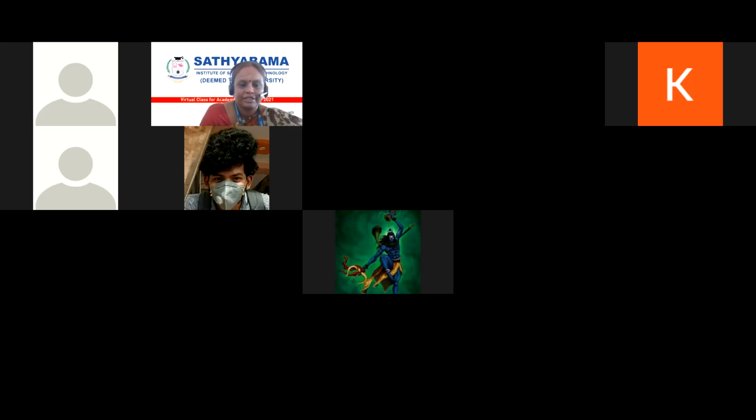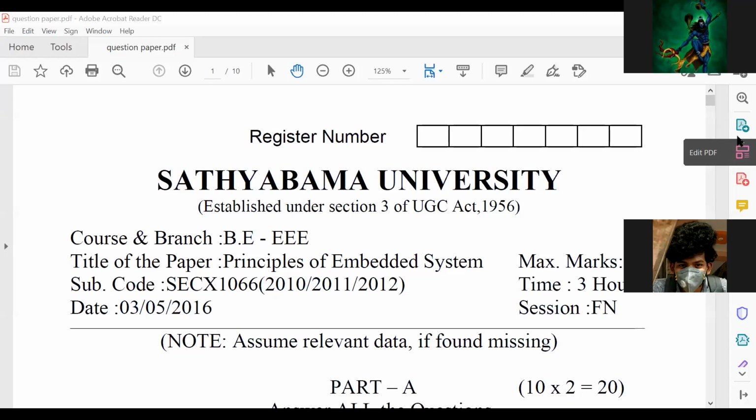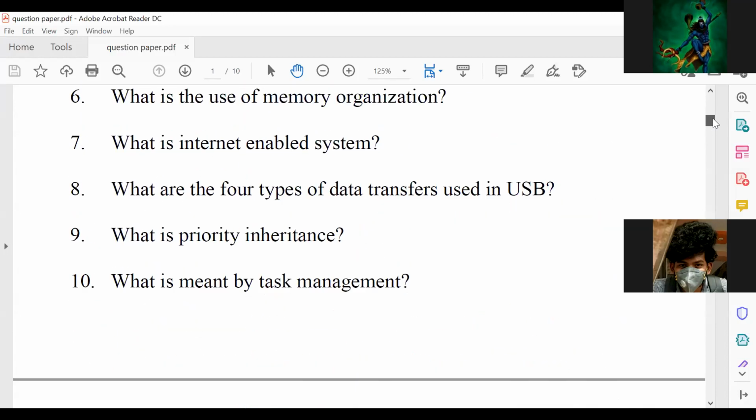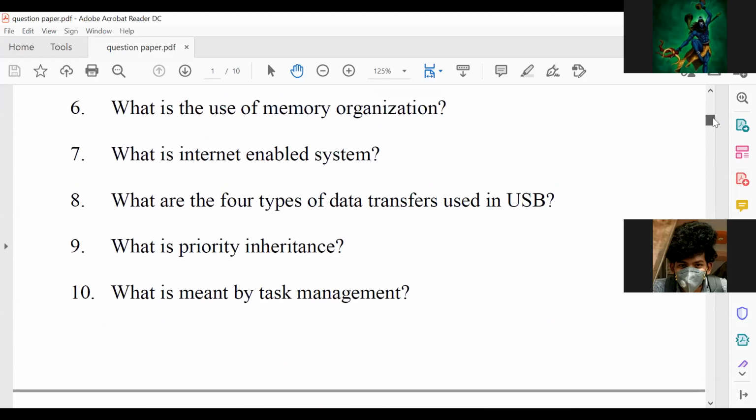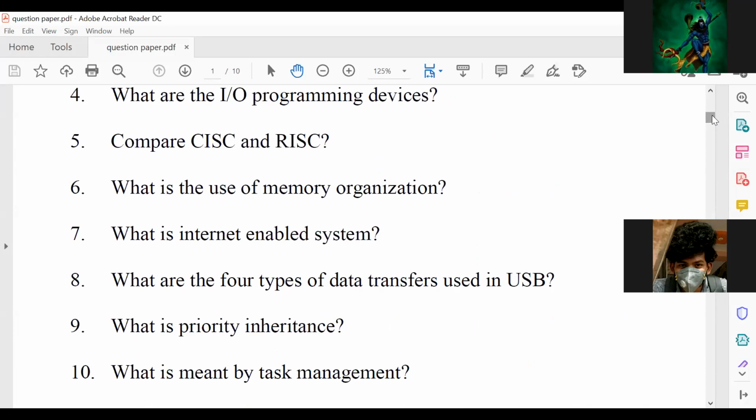What is an internet enabled system? You tell me this. What is an internet enabled system? You are going to write long stories in the answer sheets.